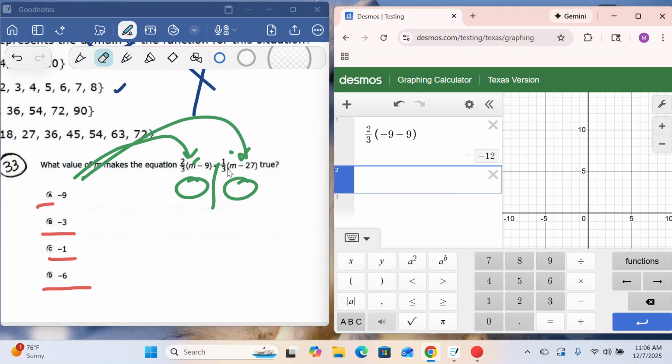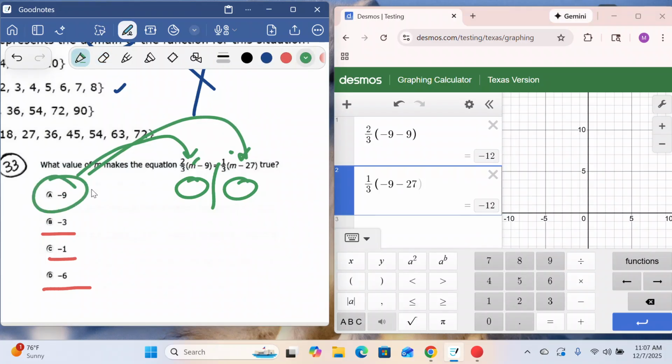It is -12. On the second column, I'm going to input this one in decimals. So I'm going to go 1 divided by 3, open parentheses. And of course, I skipped the space, so I'm going to go back. Remember, I have to either click here to get the space, or I can push this arrow. I'm going to open parentheses, and say, well, what is m? -9. And then I'm going to get -27. And -12 is equal to -12. So that is a correct one. Remember, we're looking for a true statement, and that is true.